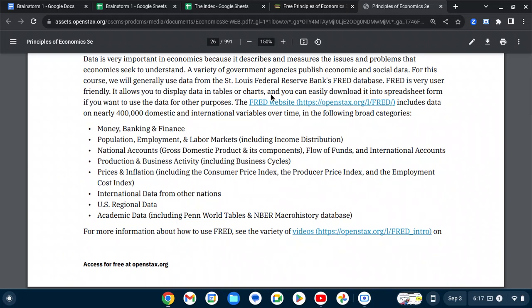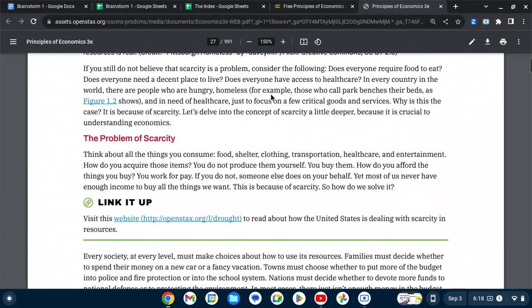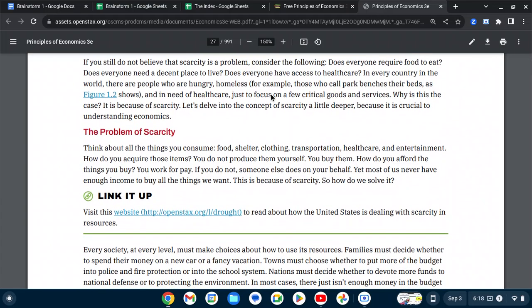The FRED website includes data on nearly 400,000 domestic and international variables over time in the following broad categories: money, banking and finance, population, employment and labor markets, national accounts, flow of funds and international accounts, production and business activity, prices and inflation, international data from other nations, U.S. regional data, academic data. For more information about how to use FRED, see the variety of videos on YouTube, starting with this introduction.